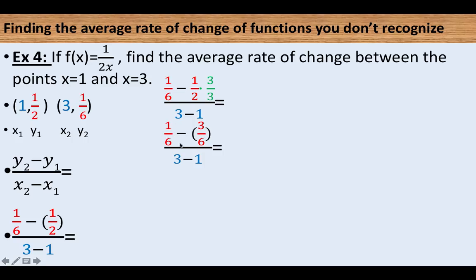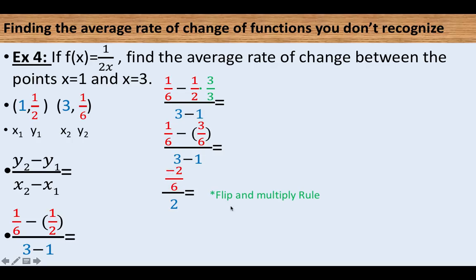All right, so let's go ahead and combine these top fractions. So we got 1 minus 3. That's going to give me -2 all over 6, divided by 3 minus 1, which is 2. That's where the 2 came from. On the top, I just added, or combined, the 2 fractions.